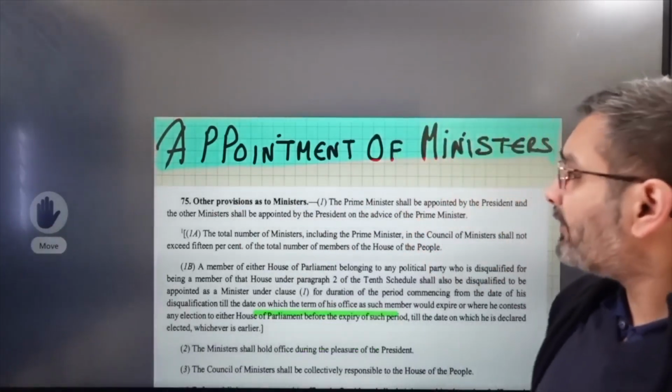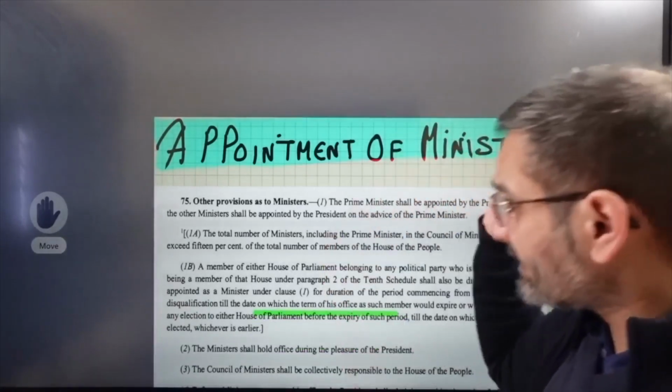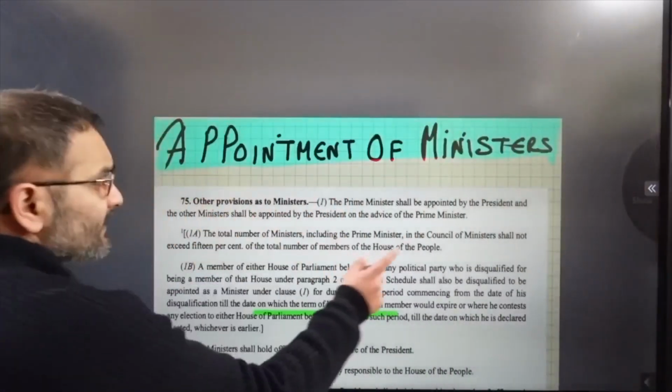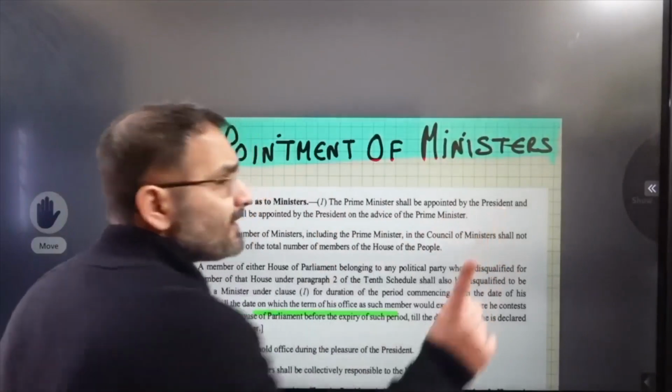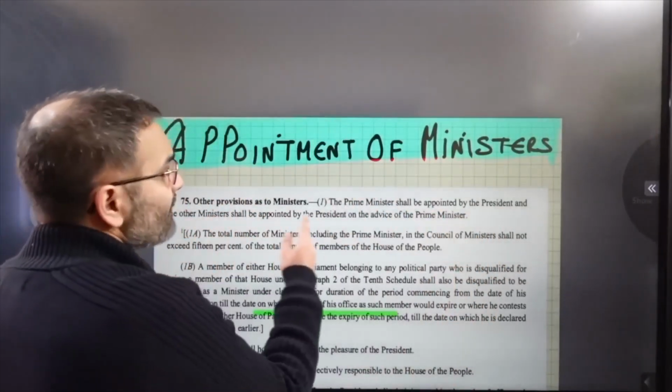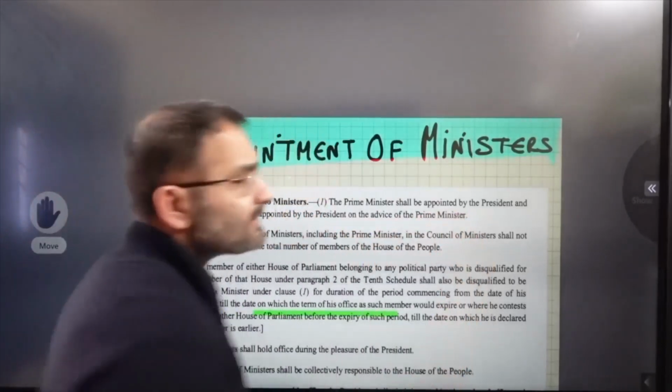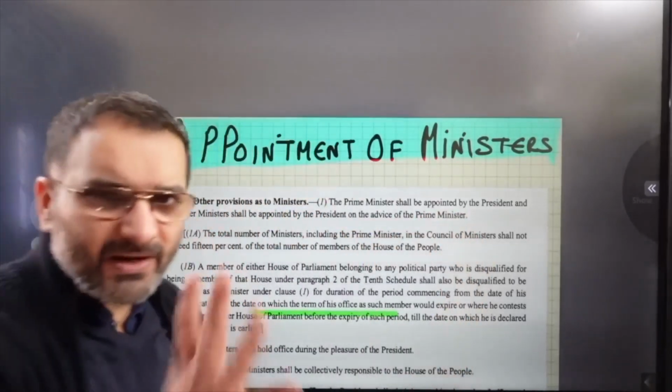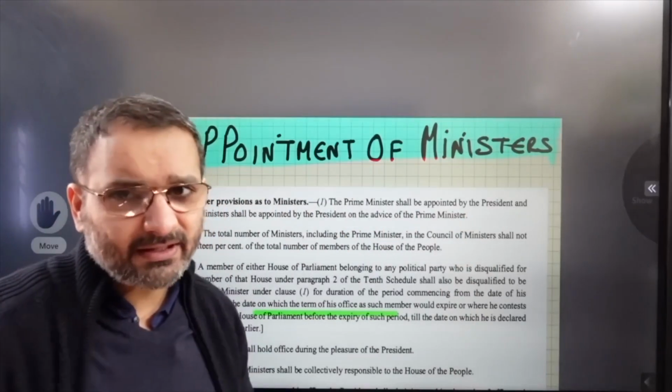All right. Now, appointment of ministers. Other provisions as to ministers. So let us first and foremost discuss Article 75. The prime minister shall be appointed by the president. The other ministers shall be appointed by the president on the advice of the prime minister. Hopefully it is clear. I don't think that I need to say anything more.